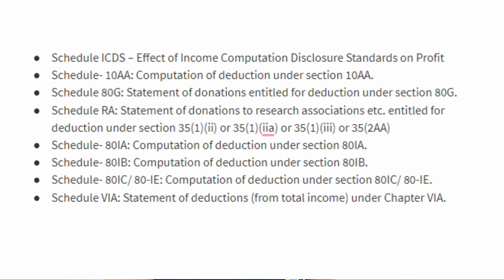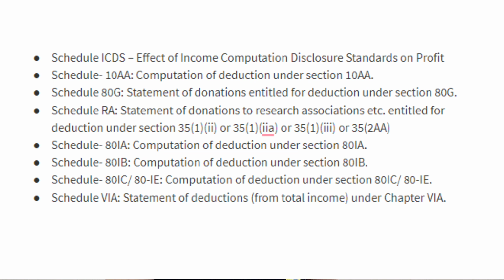After this, you need to make specific disclosures for claiming deductions. You will have a disclosure for claiming deductions for 80G, which is the Statement of Donations. You can disclose any other donations made to research associations, and if you have any specific deductions related to your business, such as 35AD, 80IB or 80ICIE, you can claim the same.